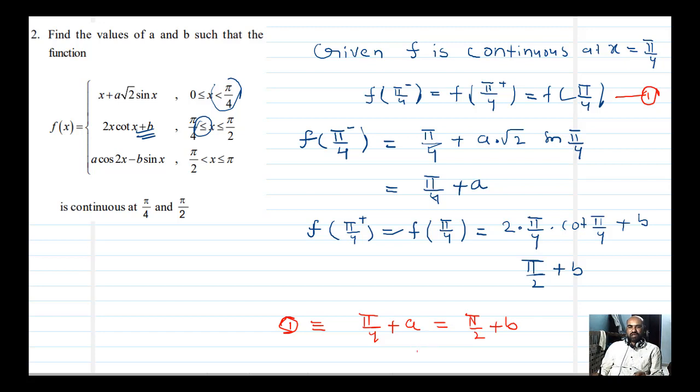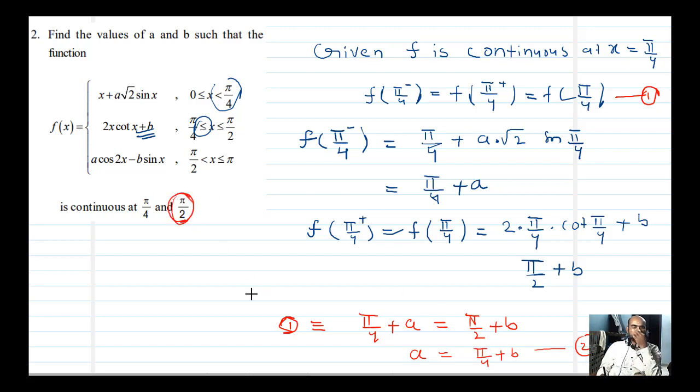So our a is equal to pi by 4 plus b. I can say this is equation number 2. Just send pi by 4 to this side: pi by 2 minus pi by 4 only, pi by 4 plus b. Now one more relation we want between a and b to find the a and b values, and I think we will get that from this.